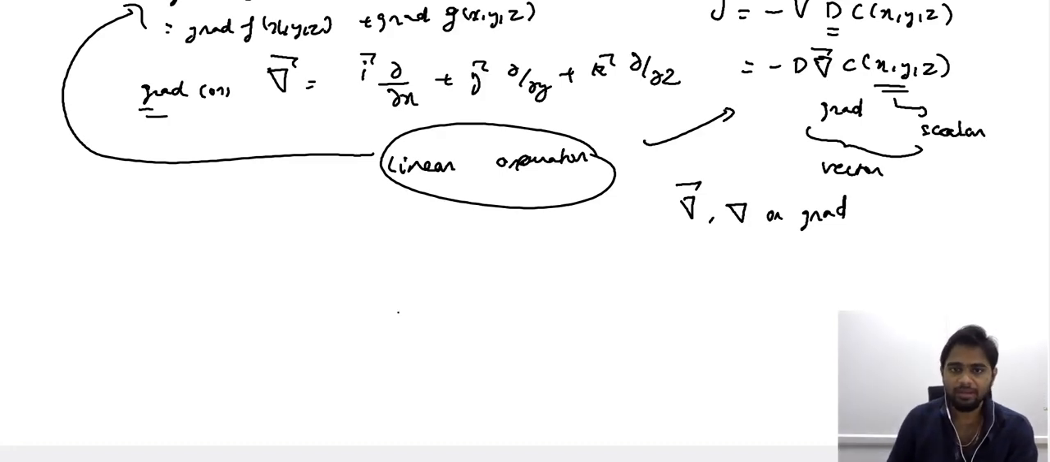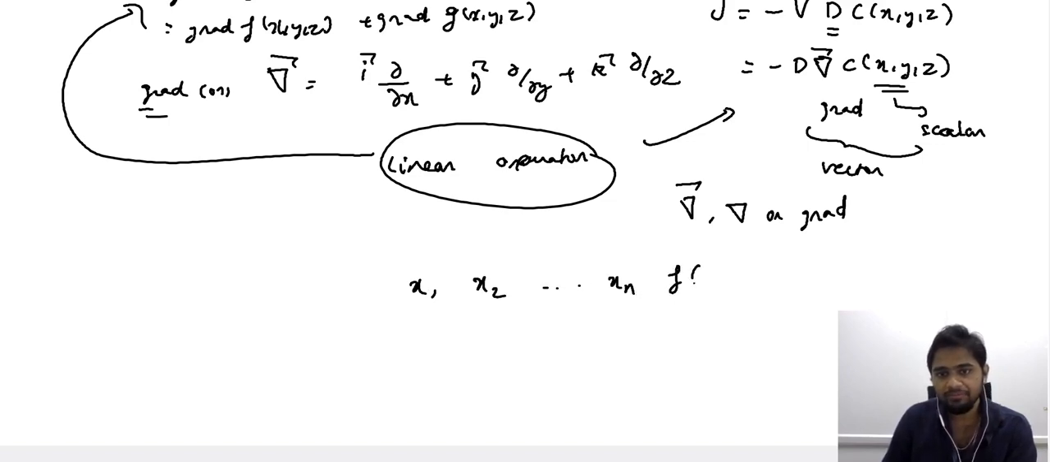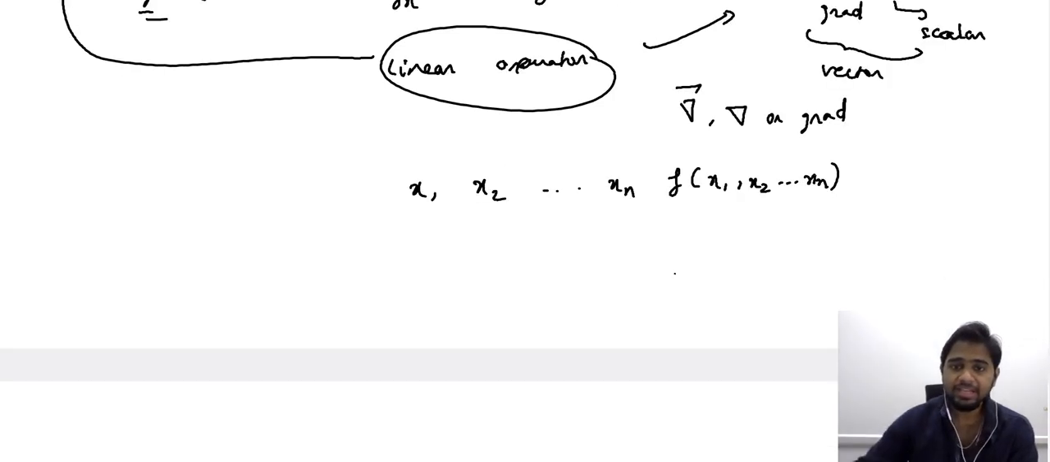And supposing you have a set of data points that extends from 1 to n. So you have an independent variable x1, x2, and so on and so forth, and it extends up to xn, and you have a function that depends on all these independent variables. Now it is possible for us to estimate the gradient of this dependent variable.